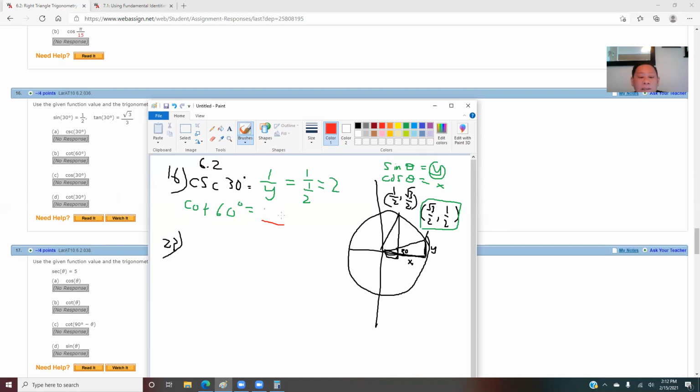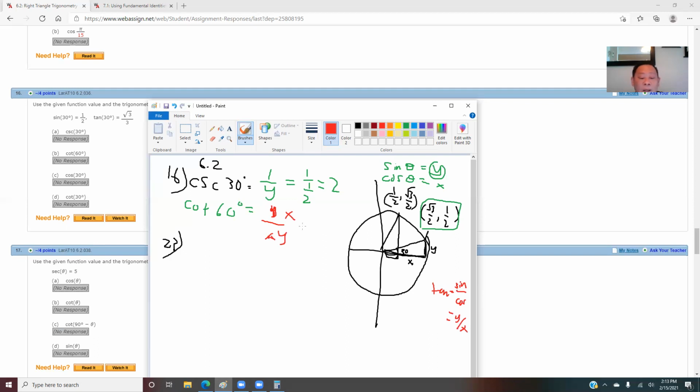Yes. So in this case, tangent is what over what? Tangent is x over y. Cotangent will be y over x. No, I think tangent is sine. Okay, make sure you know this. Tangent is sine over cosine, right? Which is y over x. So cotangent is going to be what? X over y, just the opposite.